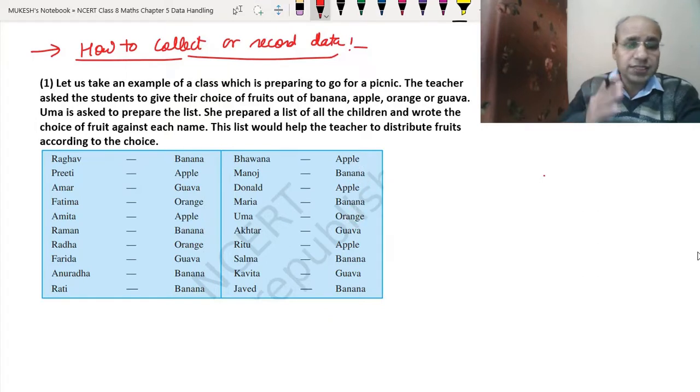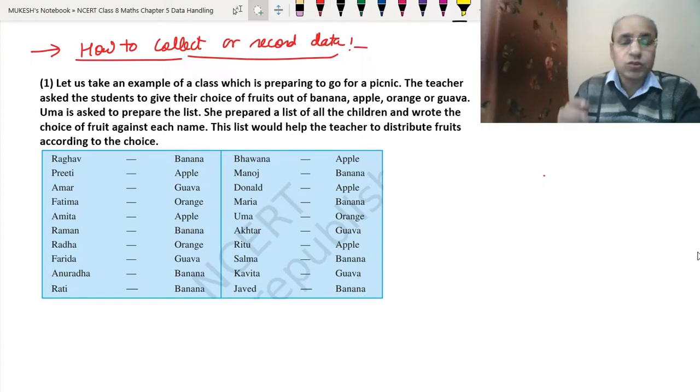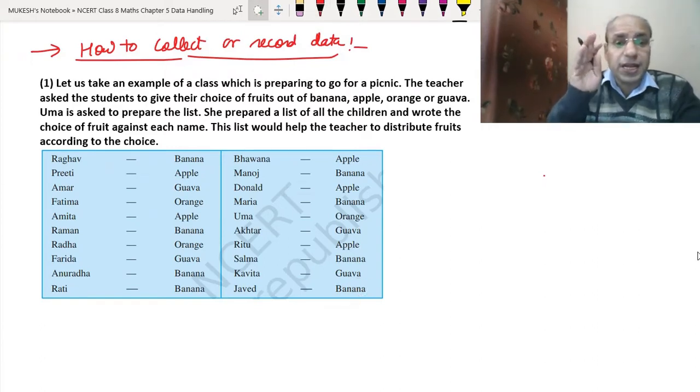Okay, so how does this data help the teacher? First of all, he can come to know how many fruits of each type he has to take with him or her. Now, how many persons like the banana? 1, 2, 3, 4, 5, 6, 7, 8. So that means he has to take at least 8 bananas with him. Same way we can count for other fruits also, and that will help you first of all to see that the right fruit goes to the right student.